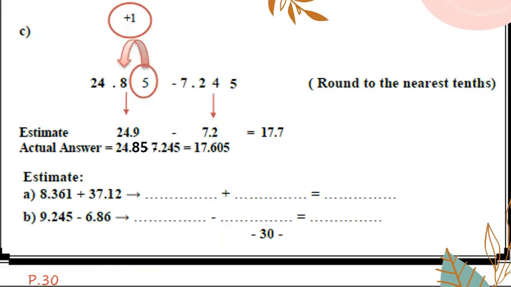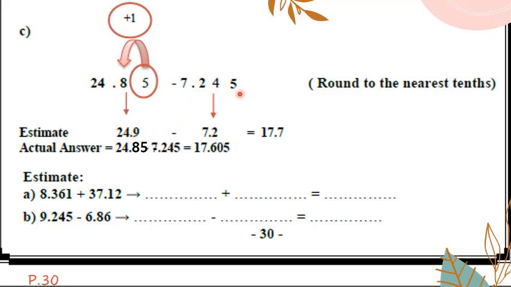Example C. Here we have 24.85 minus 7.245. I want to make rounding to the nearest tenths. So I will underline the tenths. Digit here is 8. What is beside 8 from the right side? 5. 5 is one of the strong numbers. So the strong numbers make plus 1. So 8 plus 1 will be 9. So the number will be 24.9.